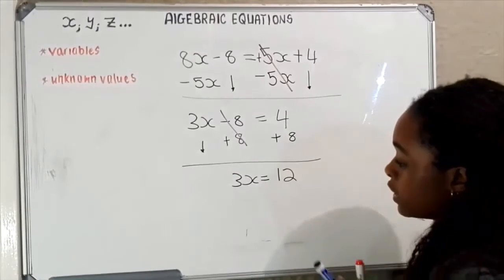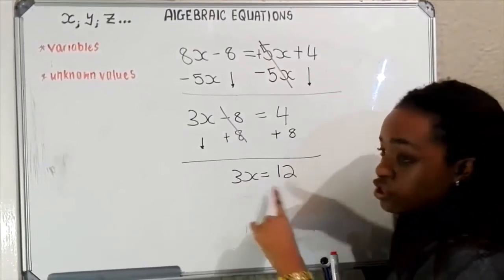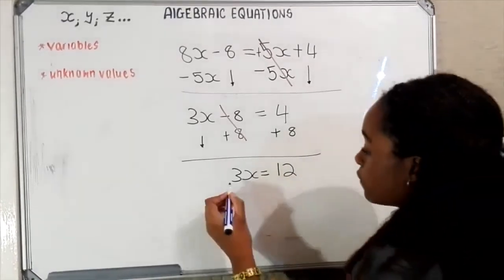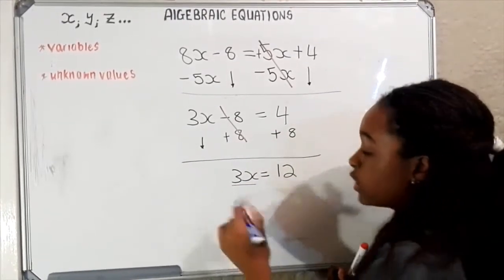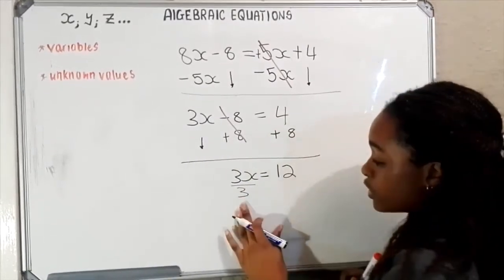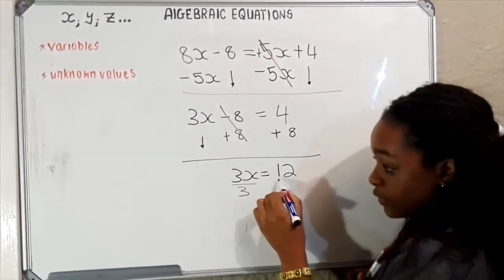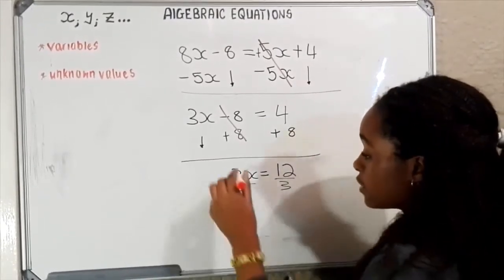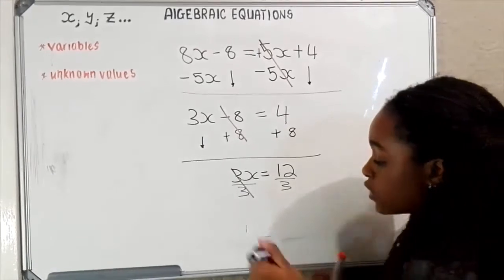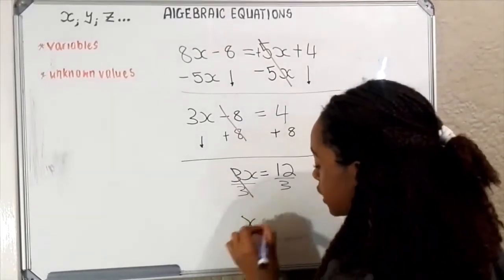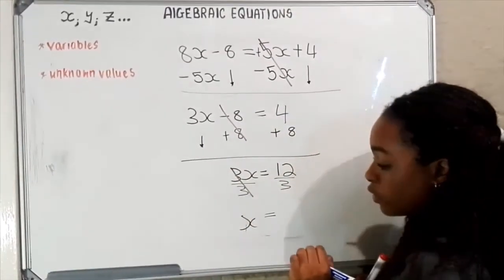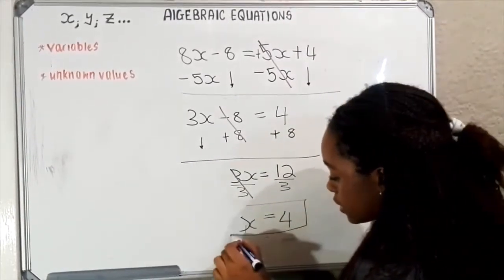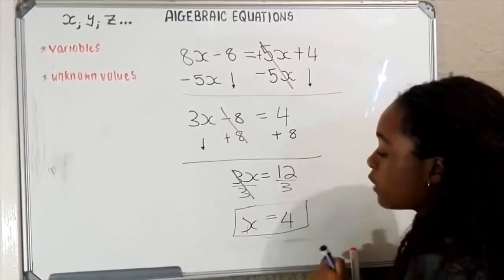Since the default operation is multiplication, the opposite of multiplication is division, so we'll divide in fraction form again. We'll have 3, and whatever you do on this side, we must do on this side as well, so we'll divide by 3 as well, and the 3 will cancel out each other. We're left with x on its own. x is equal to 12 divided by 3, which gives you an answer of 4. The value of x is equal to 4. So this is our final answer.